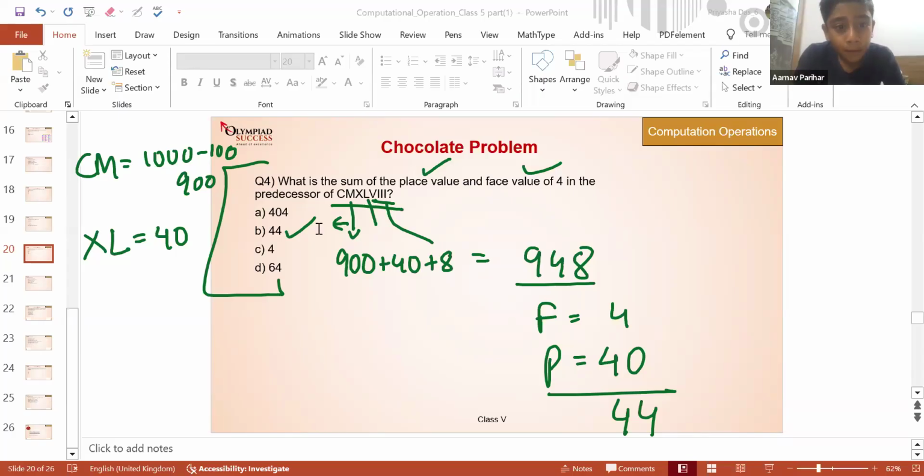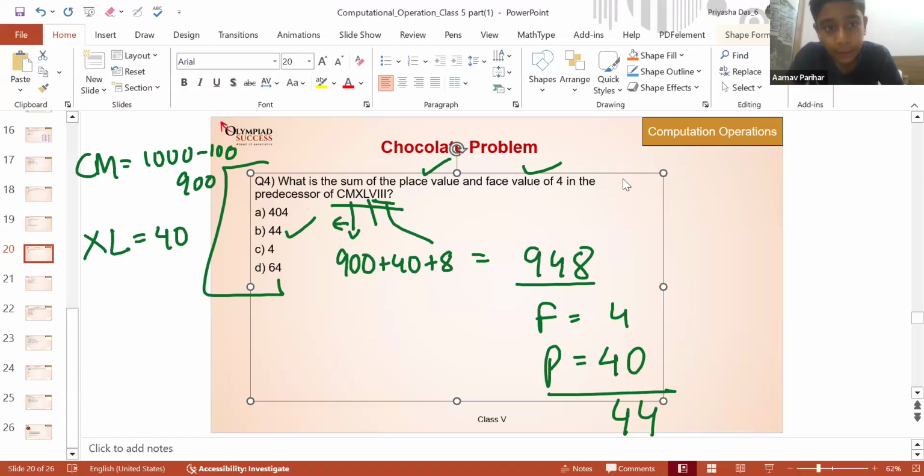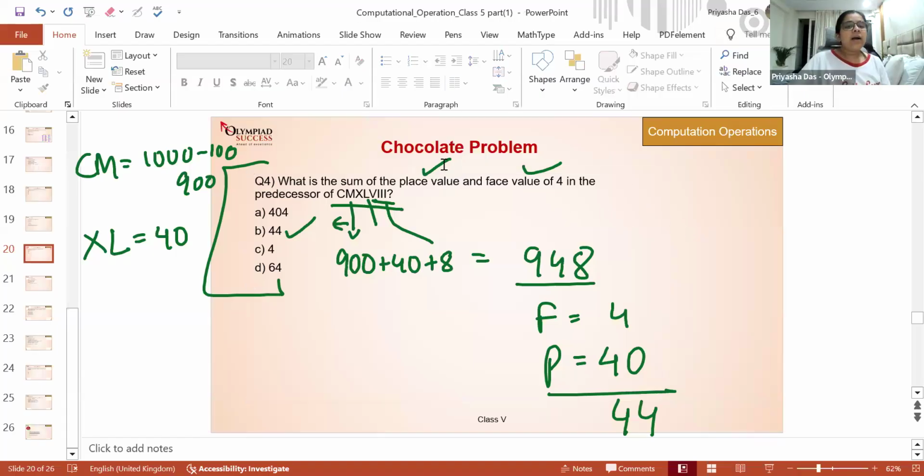Ma'am, but in the question they say predecessor of CMXLVIII. Oh, yeah. I'm so sorry. But it's still going to give you the same answer. The predecessor of this number will be 947. But the place value of the 4 will not change, Arnav. So it's still the same answer. Okay?